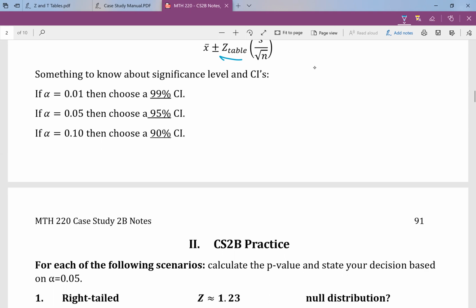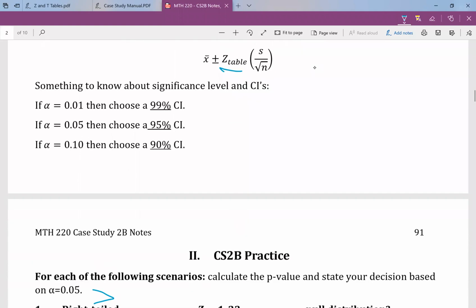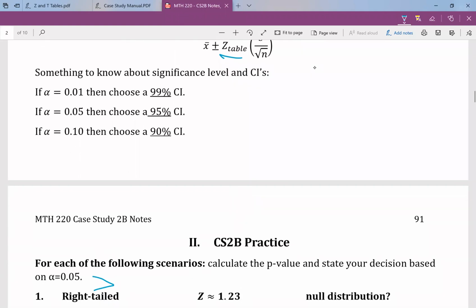I'm going to start with a right-tailed test. Z is approximately 1.23. Let's talk about the null distribution and calculate the p-value. A right-tailed test means that your HA has a greater than sign in it. In these first few problems where I give you the Z value, we can assume that we had a large sample. We collected the data, calculated the formula you see at the top, and got a Z value of 1.23.